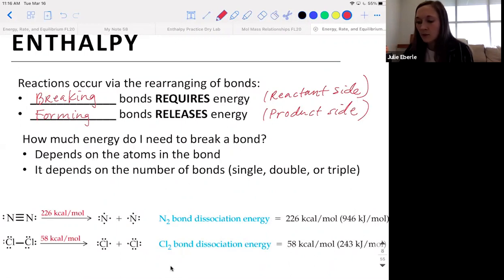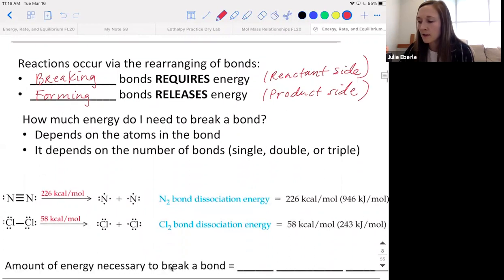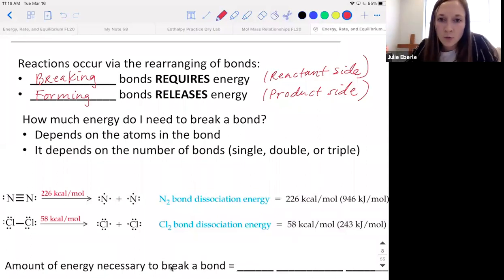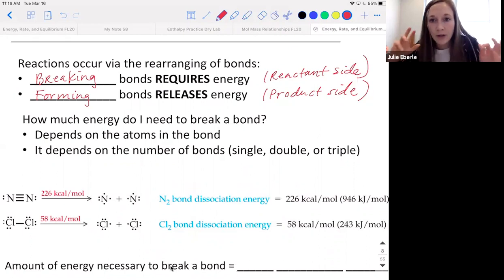Okay, breaking bonds requires an investment of energy. Forming bonds releases energy. Now, that begs the question, how much energy do I need to break a bond? How much energy are we talking? Well, that's kind of nuanced too, because there's no one straightforward answer. Every bond is different. Every bond includes different atoms.